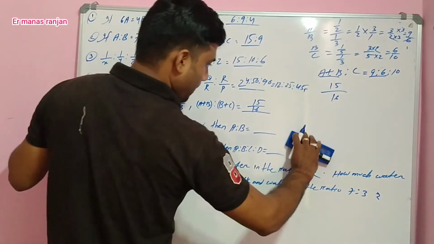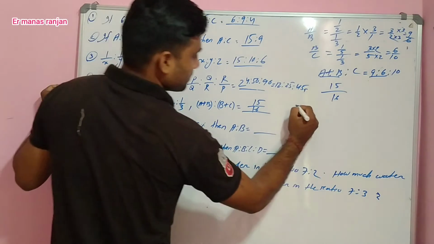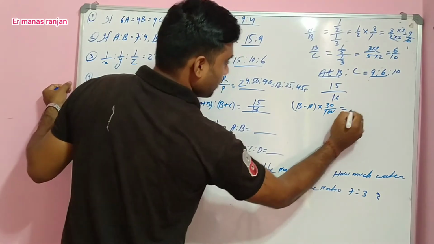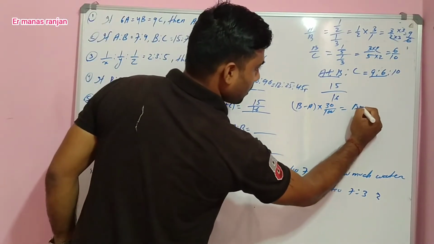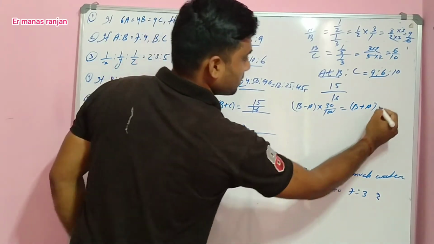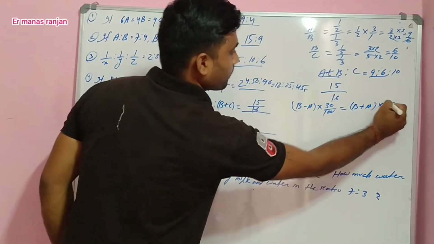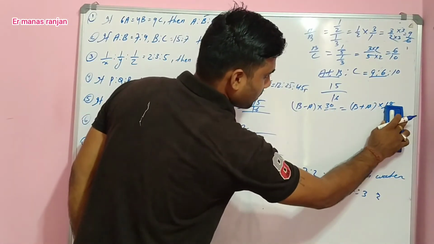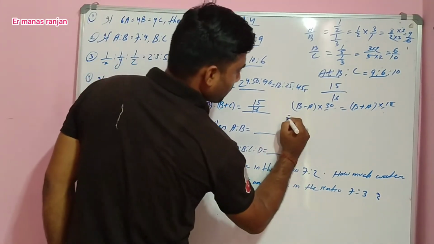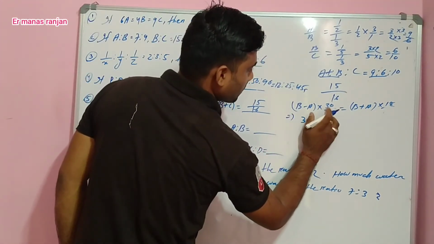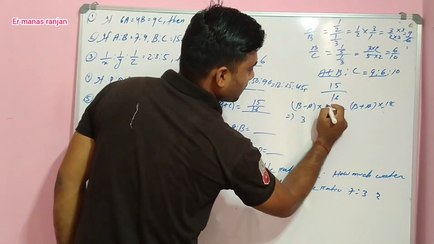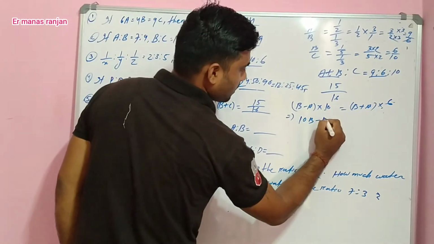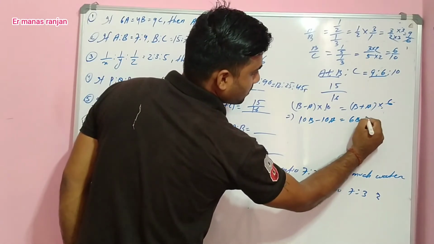If B minus A of 30%, that means into 30 by 100, equal to B plus A into 18%, into 18 by 100. Understood? Simply the 100 cancels. So 30, here divide by 3, you will get 10. Divide by 3, you will get 6. So 10B minus 10A equal to 6B plus 6A.